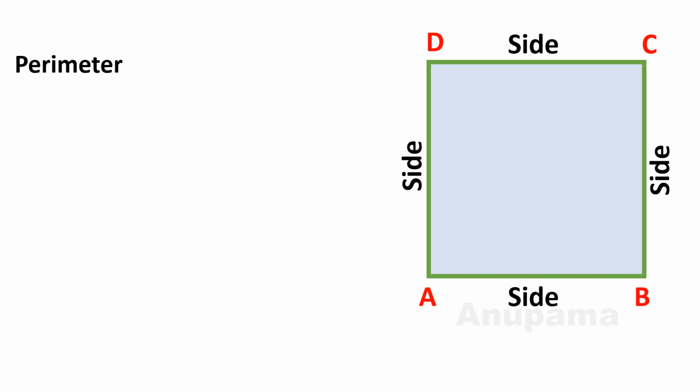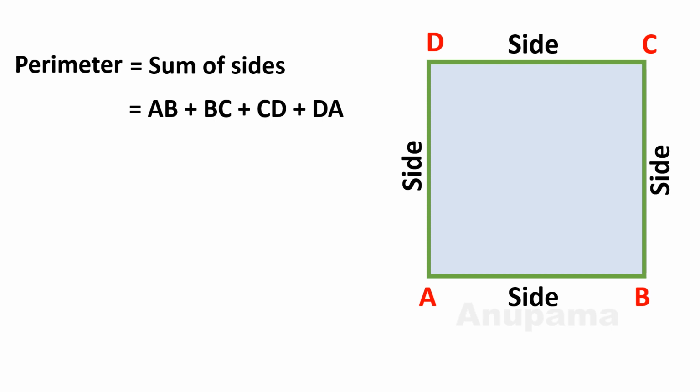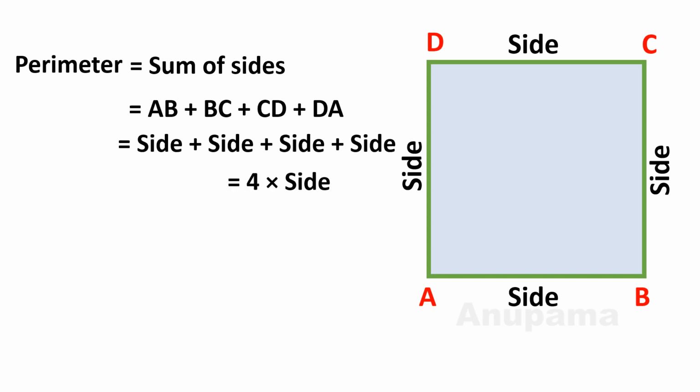So here we know perimeter equals the sum of sides. In the case of a square, the sum of sides is AB plus BC plus CD plus DA, and we know that all lengths are equal, so let us call each of them side. So side plus side plus side plus side, and we can write this as 4 multiplied by side, with the rule that multiplication is repeated addition. Now perimeter equals 4 into side in the case of a square. So our formula is that perimeter of a square equals 4 multiplied by side.